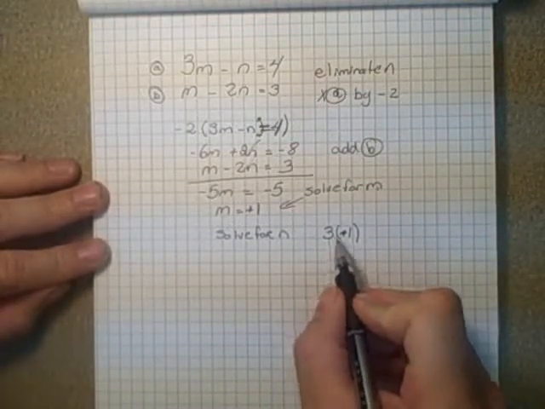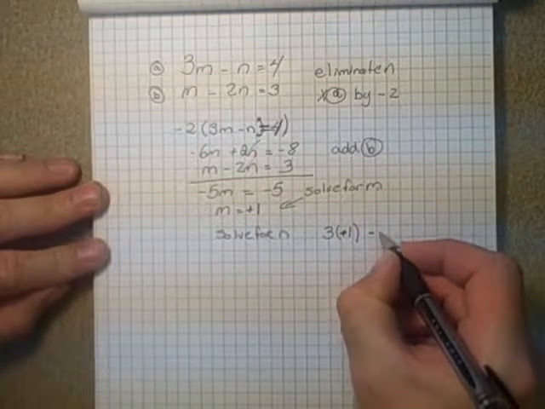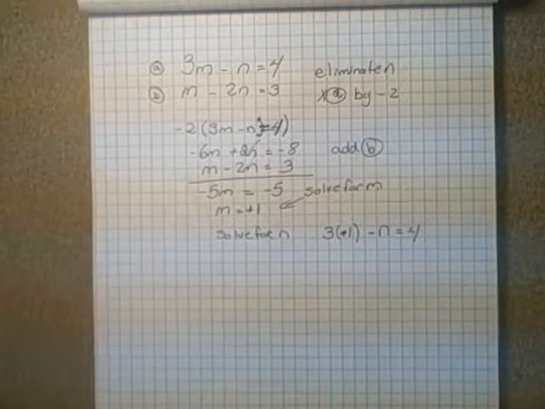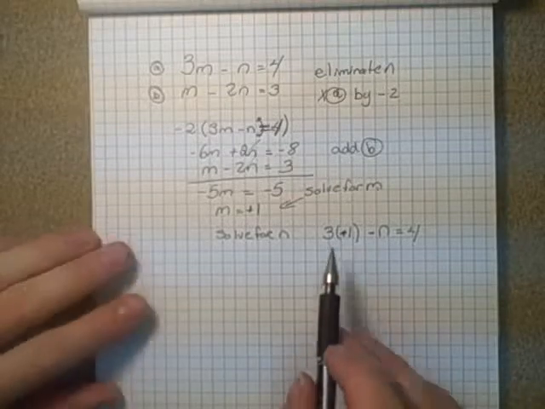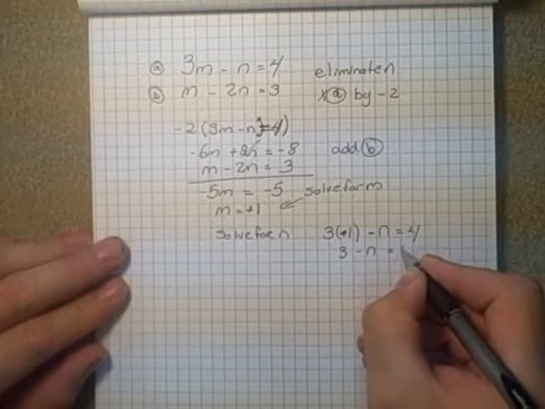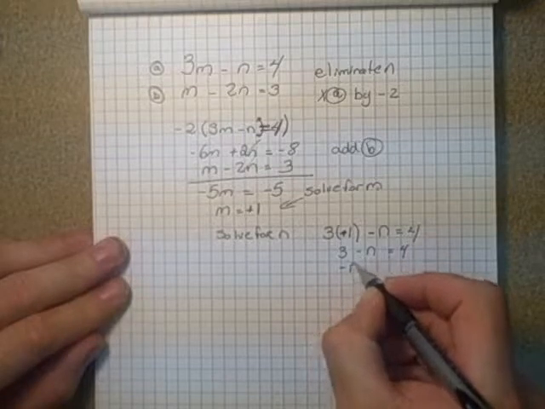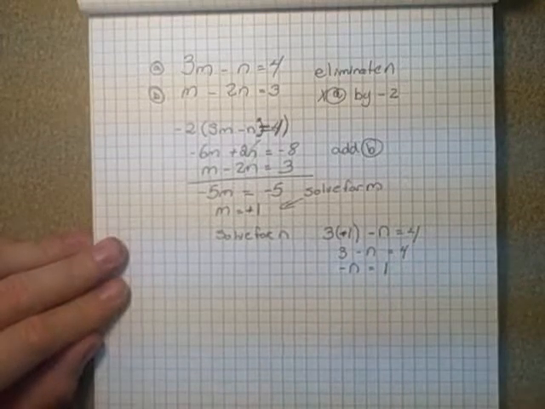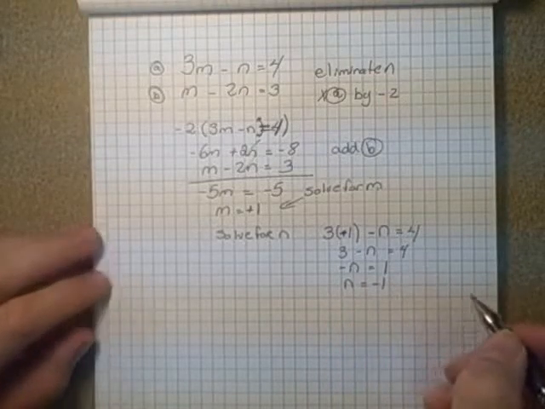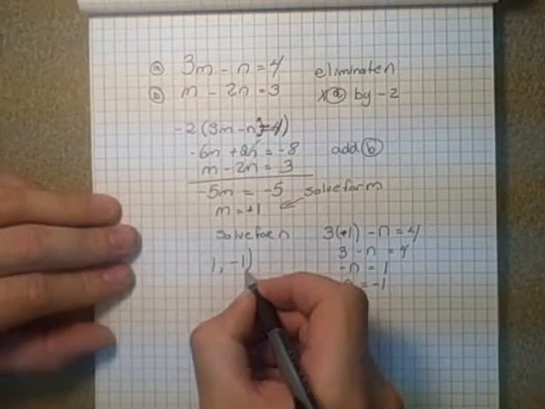So here we have, I'm using this one, 3 times +1 minus n is equal to 4. Okay, so here we get 3 minus n equals 4. Subtract 3 from both sides. -n is equal to 1. Divide by -1, n is equal to -1. So therefore my solution set is 1, -1, m n.